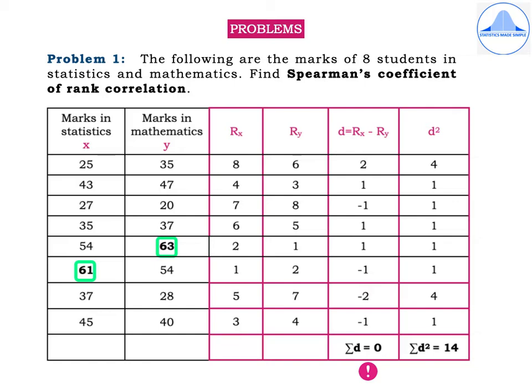So it is 2, 1, minus 1, 1, 1, minus 1, minus 2, minus 1. And you will get summation D as 0. Now this step is very important. So only if summation D is equal to 0, it means that you have assigned the ranks correctly. So it is a method of cross-checking that the ranks assigned are correct. Next, square the D values and find out D square. So D square values are 4, 1, 1, 1, 1, 1, 4 and 1, and summation D square is equal to 14.